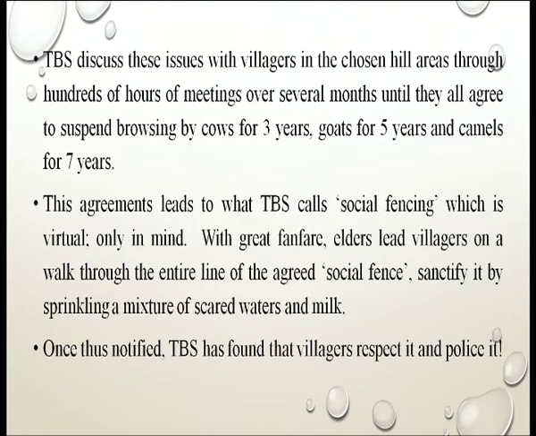With great fanfare, elders lead villagers on a walk through the entire line of the agreed social fence, sanctified by sprinkling a mixture of sacred waters and milk. Once notified, TBS found that villagers respected and policed it.